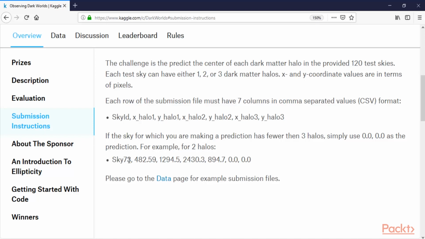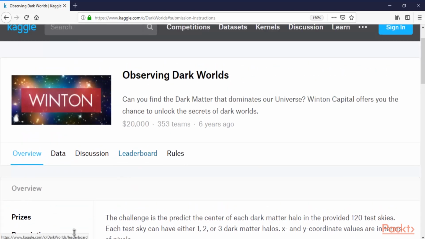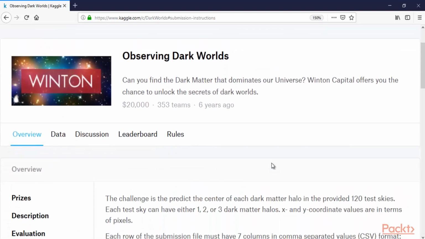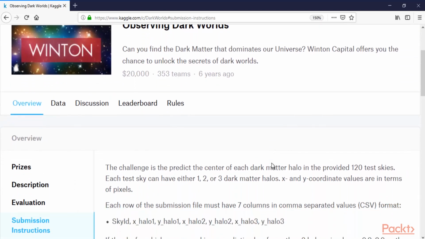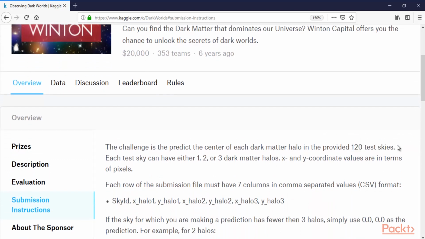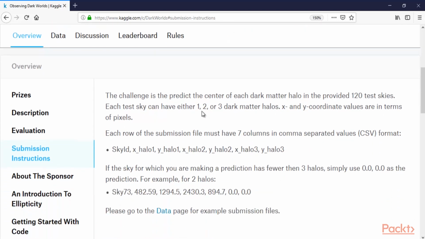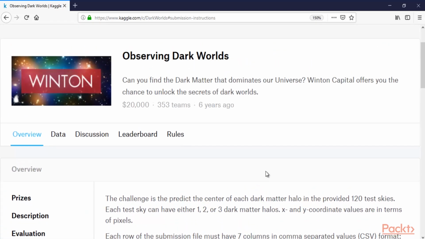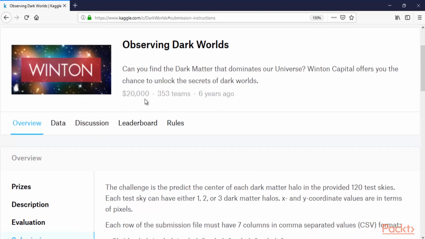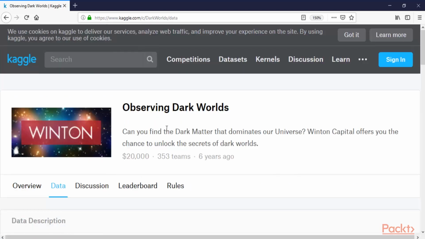So this is the basic information about the Observing Dark Worlds project. We have given some files and data, and you only have 120 test skies, and you can have a maximum of 3 dark matter halos. If you don't have that many, then you can simply put 0 0 and use this information for the project. This is a very important project, and this was a competition. The prize was $20,000. So this is the data information available here.